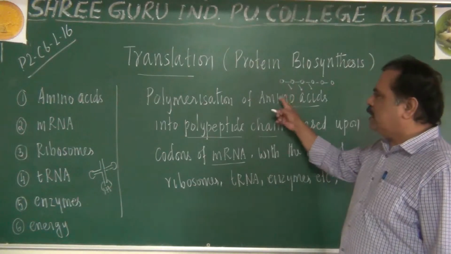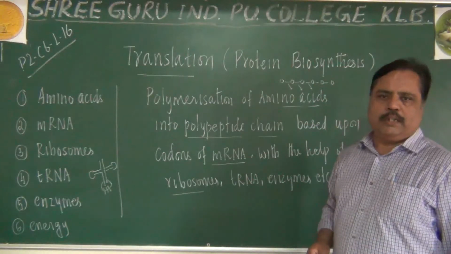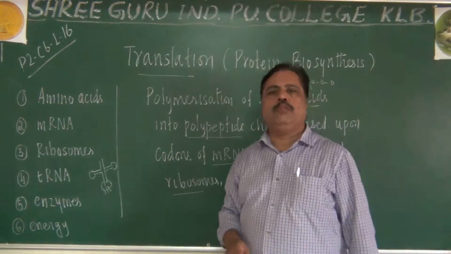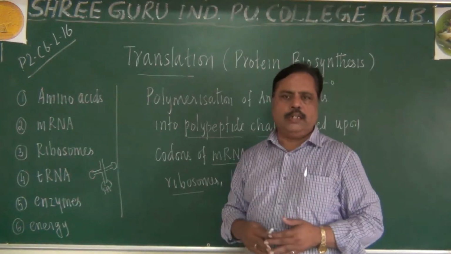And for this, where does it occur? It occurs in the ribosomes of our cell. You must know that ribosomes are present in both prokaryotic and eukaryotic cells.